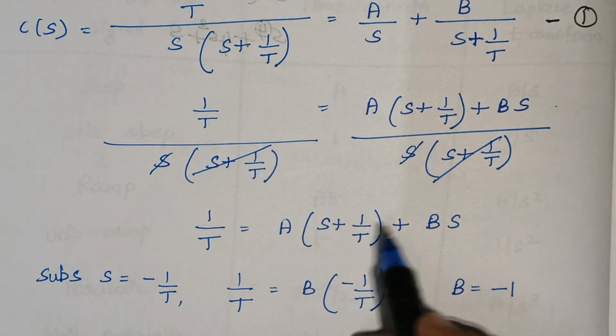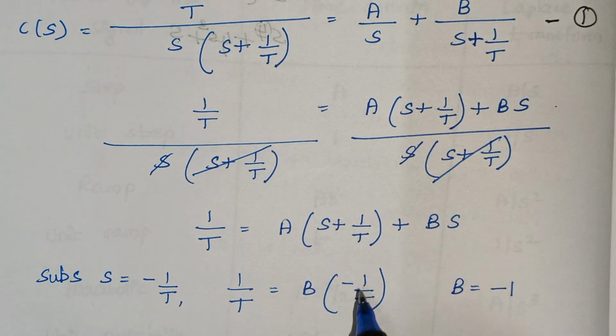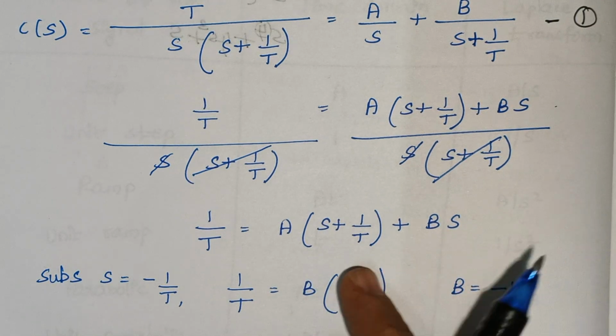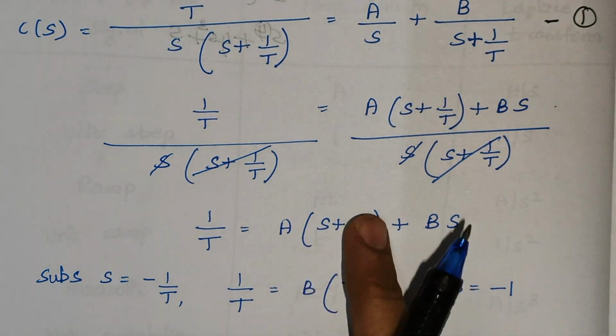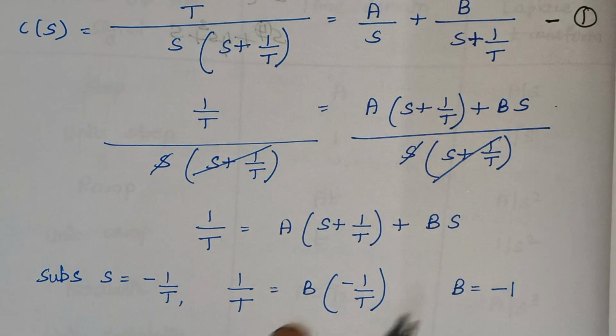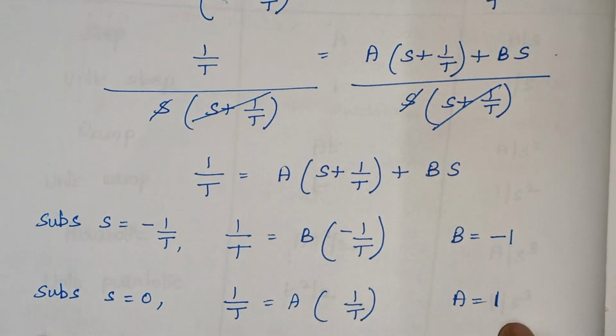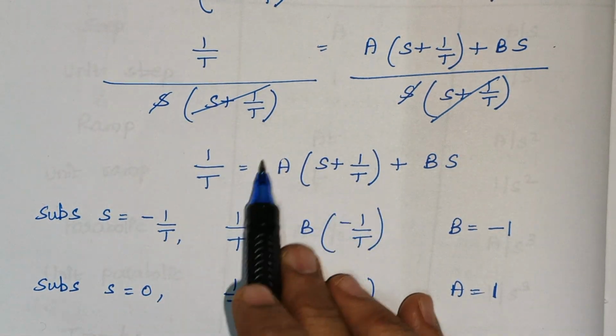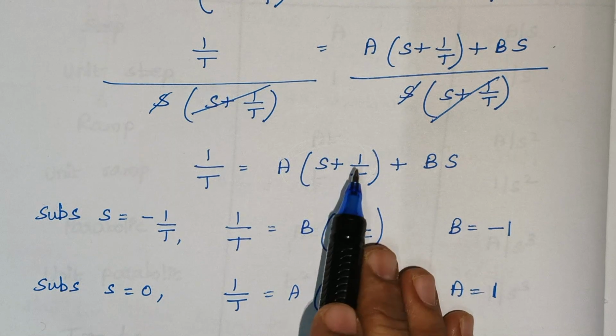Now we need to find the values of A and B here. For finding the values, when you substitute s equal to minus 1 by T, this minus 1 by T plus 1 by T will cancel each other, right? And the A term will become 0. So first, I am substituting the value of s equal to minus 1 by T, and when you substitute the values, the A term gets reduced to 0.